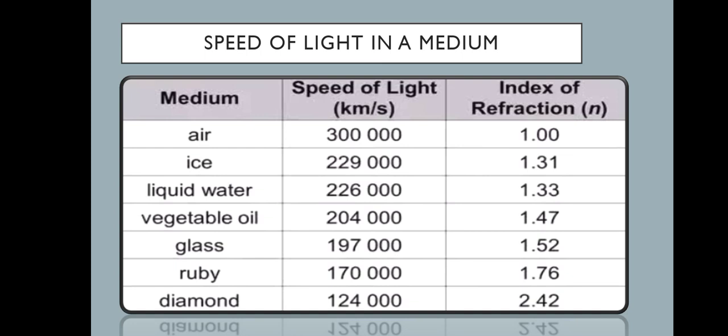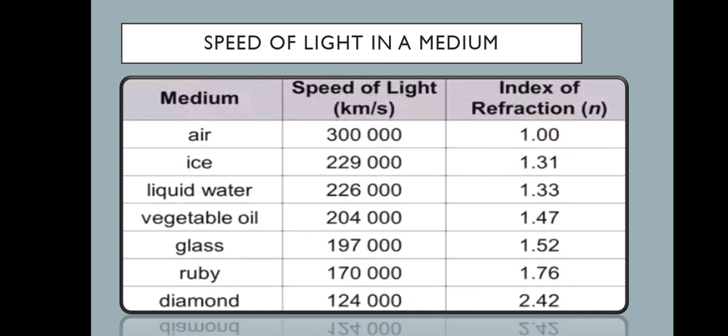Now, the speed of light in a medium. Here a question can be asked: why does this bending occur in different mediums? Because the speed of light is different in different mediums. That's why the bending occurs. Here a table is shown.